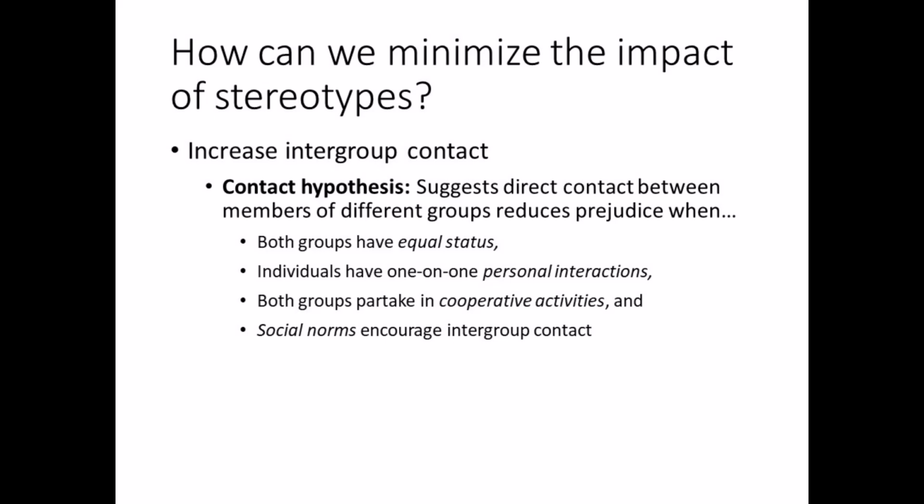2. Individuals have one-on-one personal interactions. This strategy only works if the groups interact. 3. Both groups should participate in cooperative activities which require working together to achieve the same goal, not a competitive activity. 4. Social norms should favor intergroup contact, meaning this strategy won't work if the environment doesn't support it.